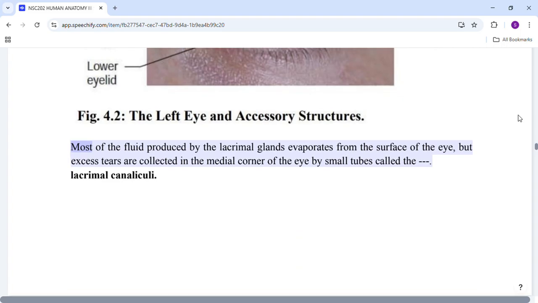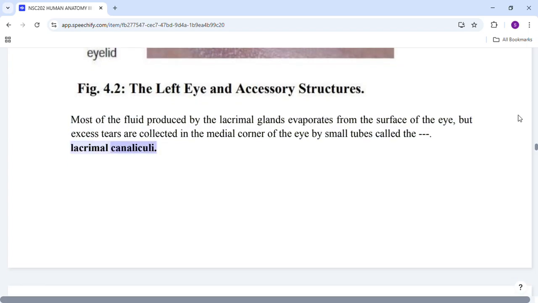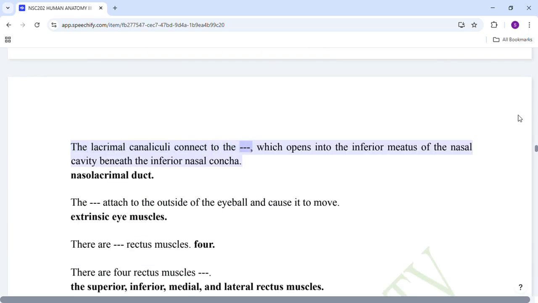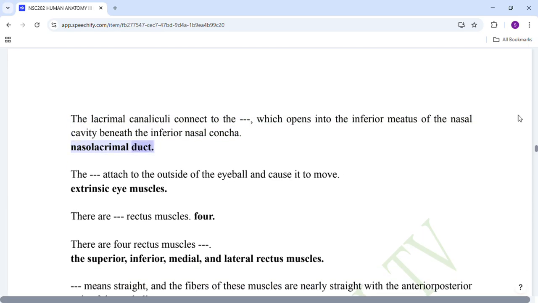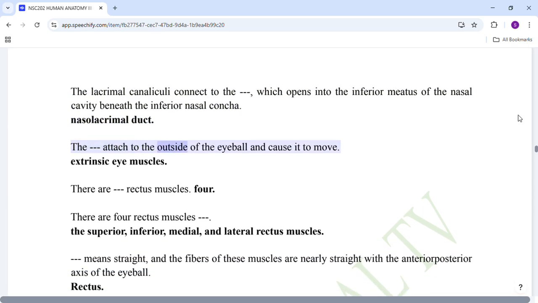Most of the fluid produced by the lacrimal glands evaporates from the surface of the eye, but excess tears are collected in the medial corner of the eye by small tubes called the lacrimal canaliculi. The lacrimal canaliculi connect to the nasolacrimal duct, which opens into the inferior meatus of the nasal cavity beneath the inferior nasal concha.